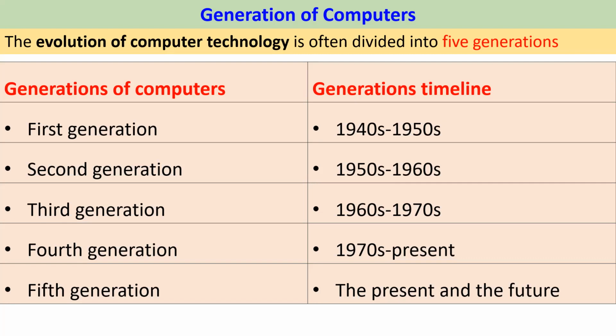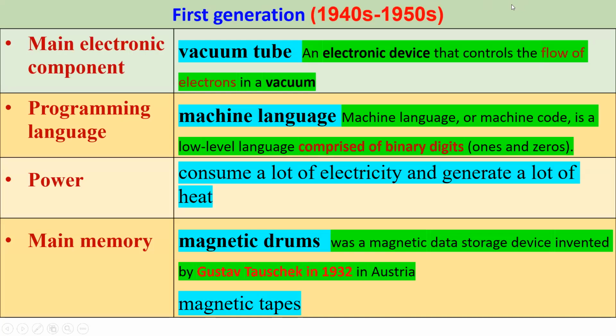Right, then we should go on to discuss each generation in detail. Detail means the main points. First, let's discuss the first generation. The first generation is from 1940 to 50. At that time, computers used the technology called vacuum tube. A vacuum tube is an electronic device that controls the flow of electrons in a vacuum. Therefore, the main technology in first generation computers is this vacuum tube.